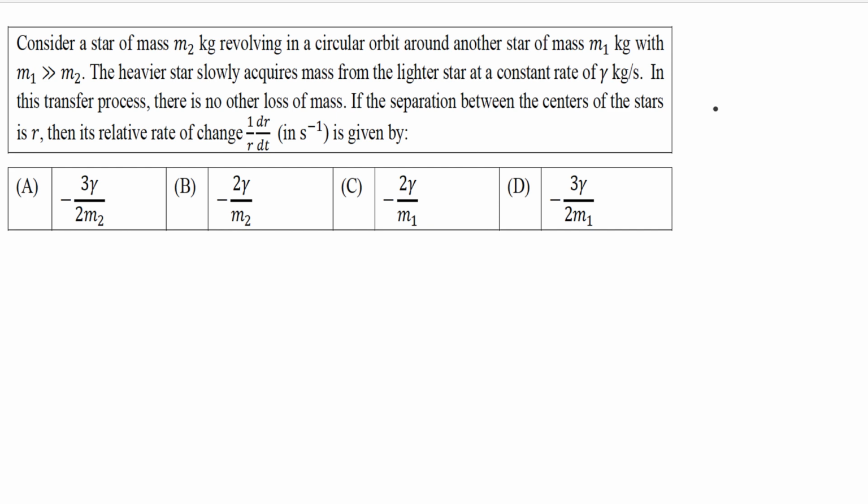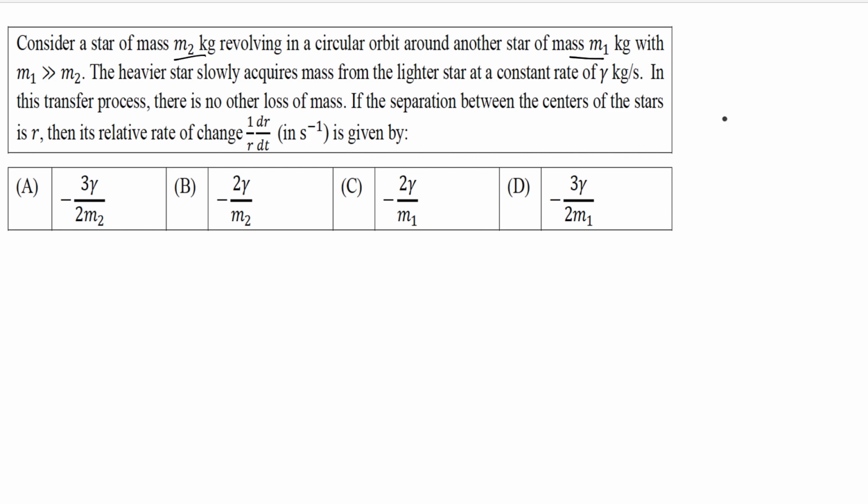This question was also asked in IIT JEE 2025 this year in Advanced. And this is also a question which involves a little bit of concept and some manipulations with the question. So let's start solving this problem. It's given that there is a star of mass m2 revolving around the other star of mass m1.